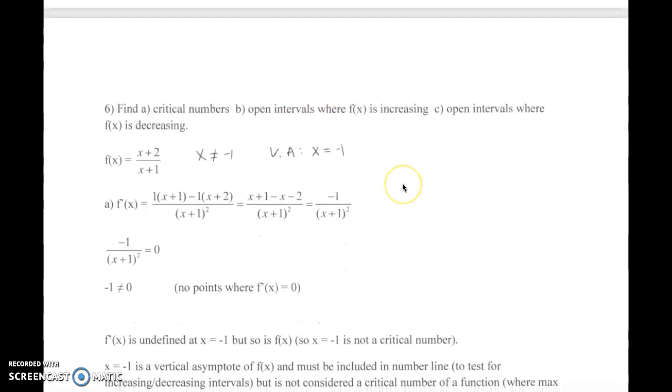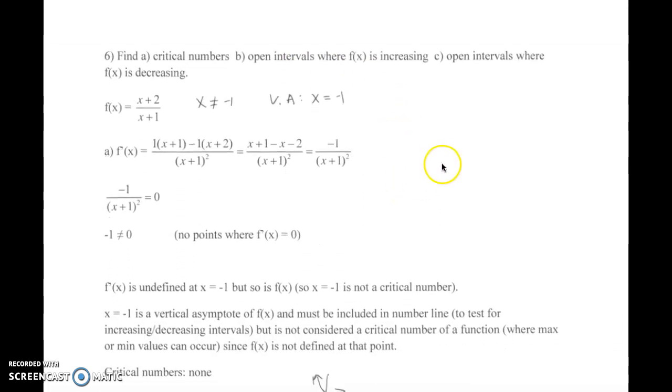Okay. If we look at number 6 here, we have a rational expression where x cannot be equal to -1, and therefore we have a vertical asymptote at that value. So here we have to use the quotient rule. When we take the derivative using the quotient rule, we end up with -1 over (x plus 1) squared, and we want to set that equal to 0. All right. When we solve, we multiply by this denominator, (x plus 1) squared, and we end up with -1 is not equal to 0. So here we have no points where the derivative is equal to 0.